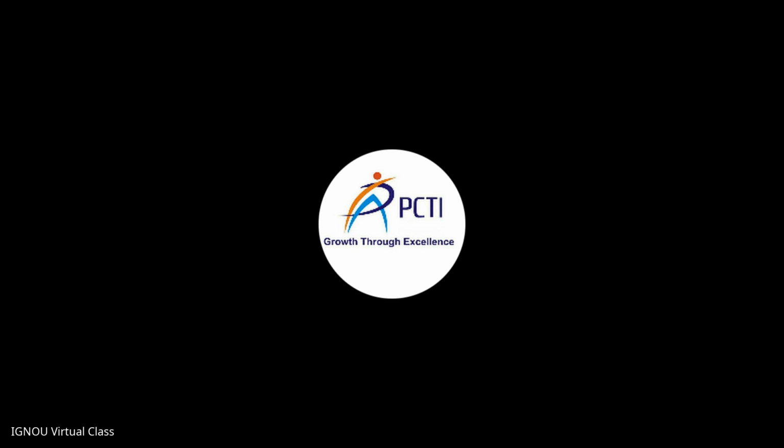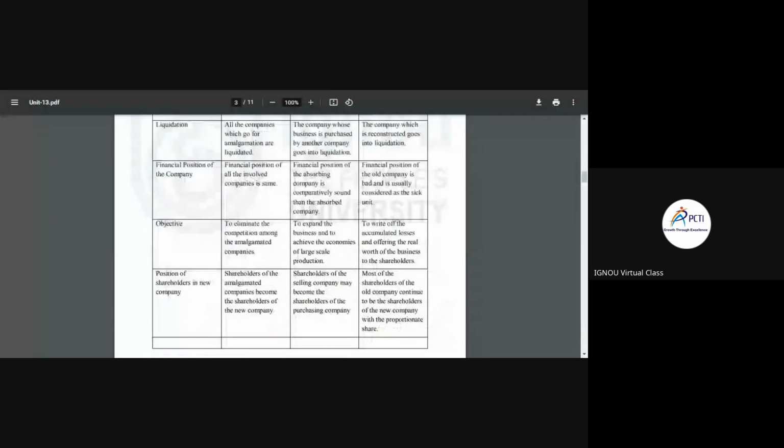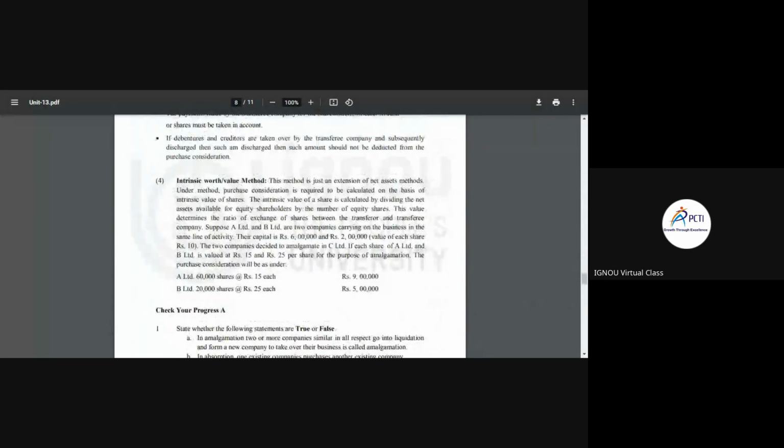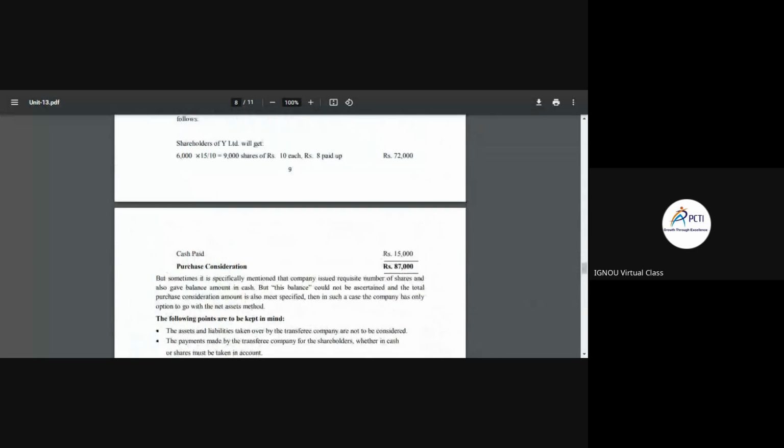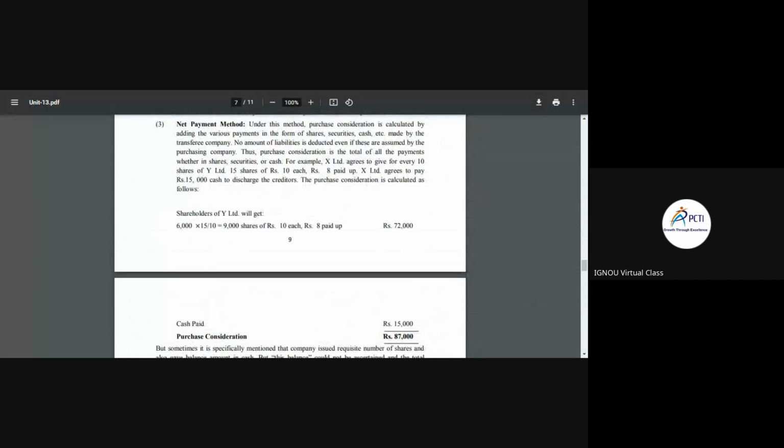In this particular unit, we have a numerical also. You will get a numerical like this: for example, X Limited agrees to give for every 10 shares of Y Limited, 15 shares of 10 each, 8 paid up. Then X Limited agrees to pay rupees 15,000 cash to discharge the creditor. So the purchase consideration is calculated as follows.